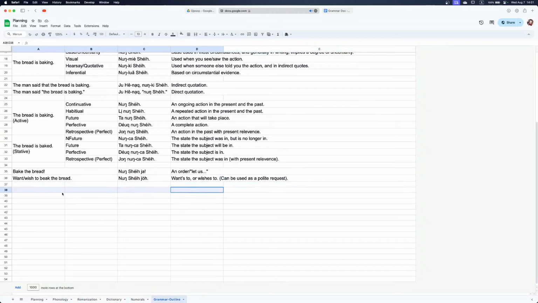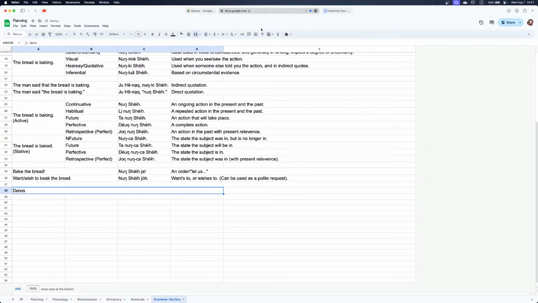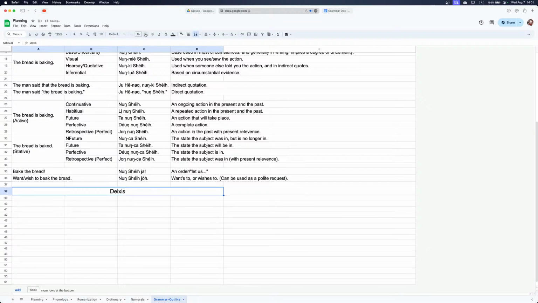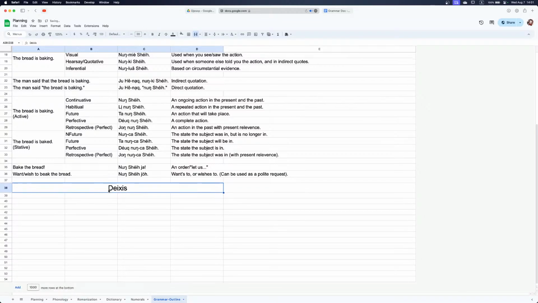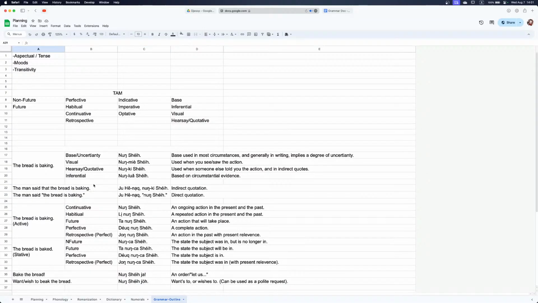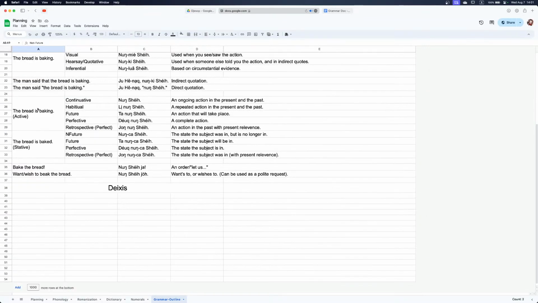And that slightly different thing is deixis, because every language that I know of, except for German, places importance on deixis. This, that over there, here, there, over there, and so on and so forth. We technically already did temporal deixis with tense, but now we need spatial deixis.